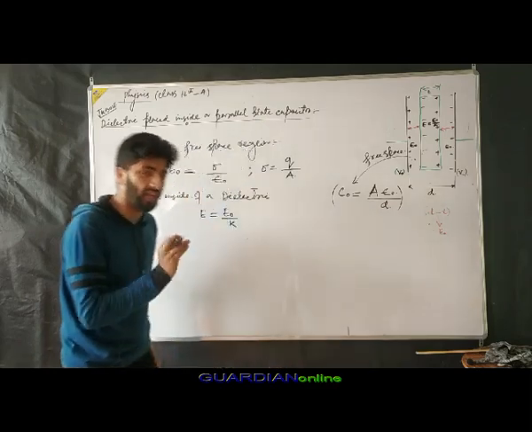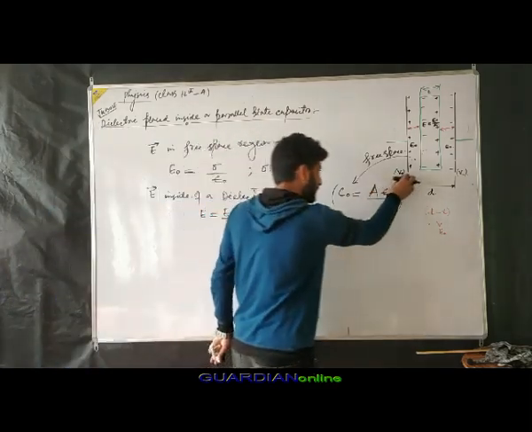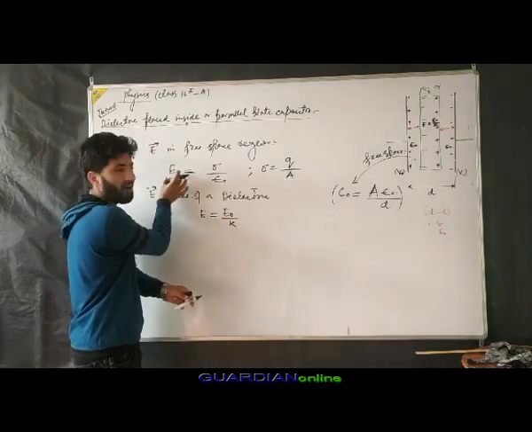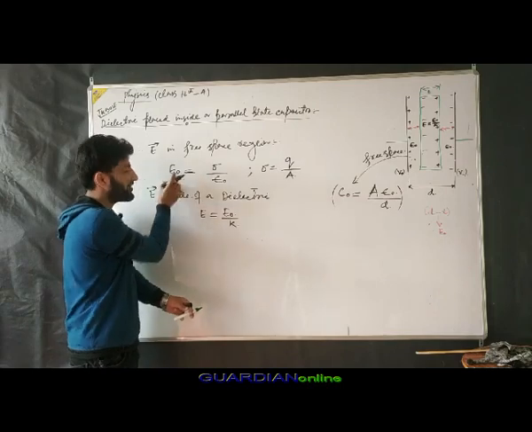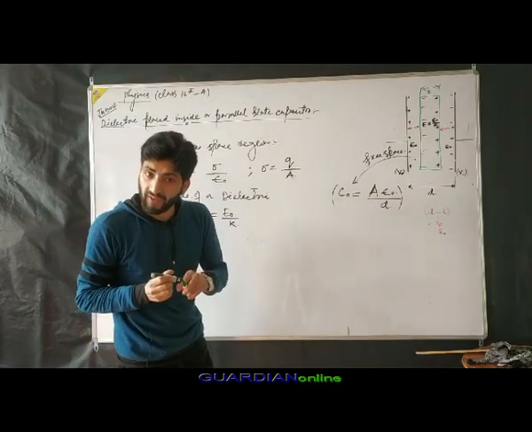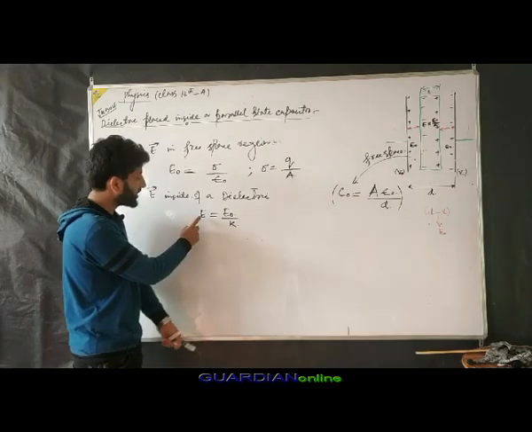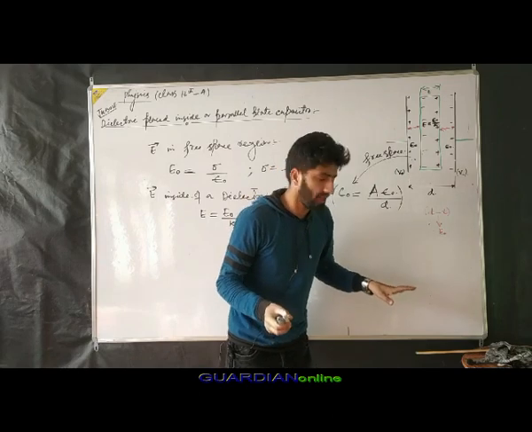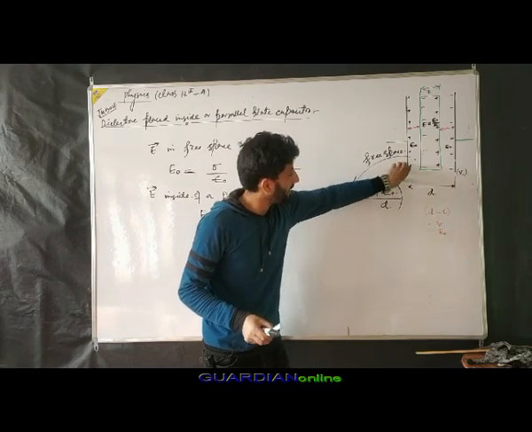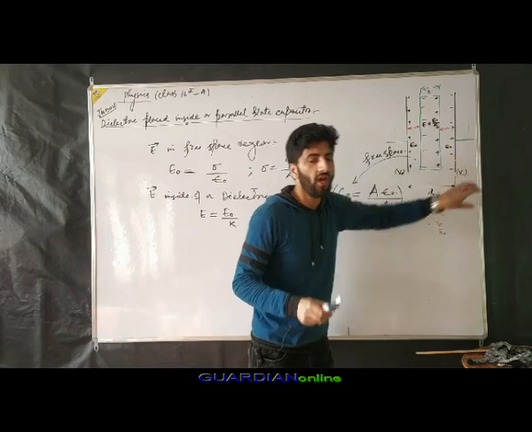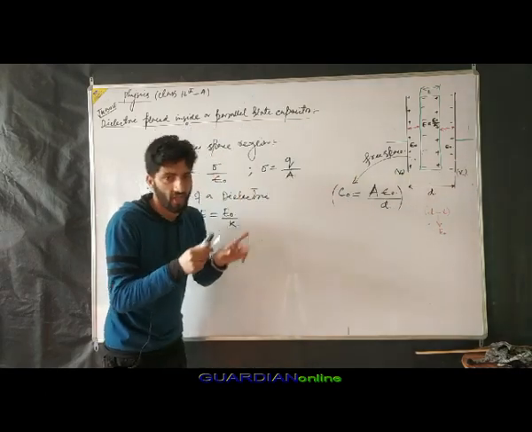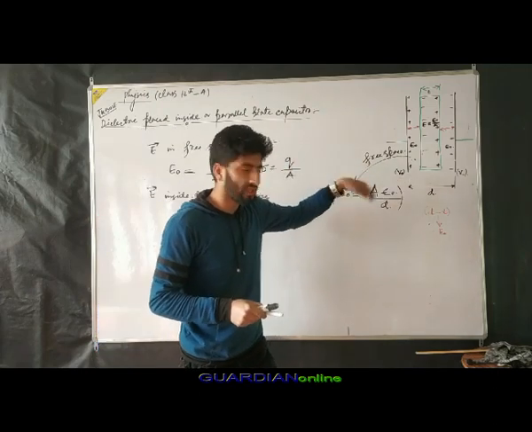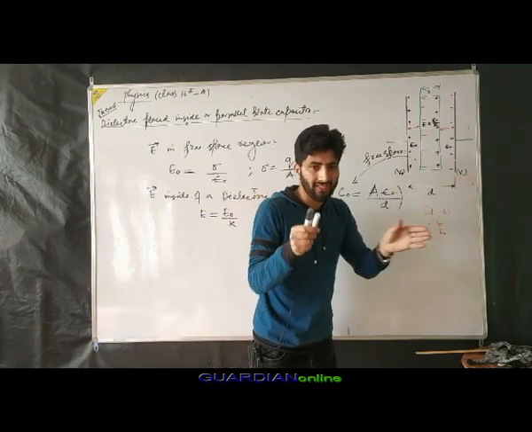So the total electric field from the positive plate to the negative plate is E naught in the free space and E inside this dielectric material. Now very simply, this positive potential and this negative potential come from an external source, a battery, during charging of a capacitor, across a distance d.